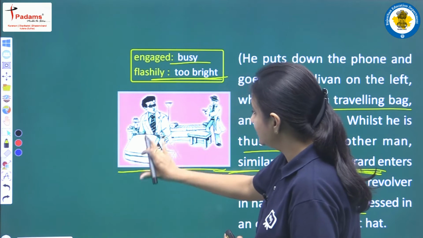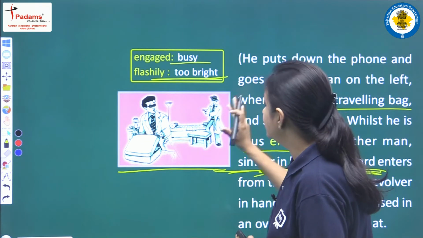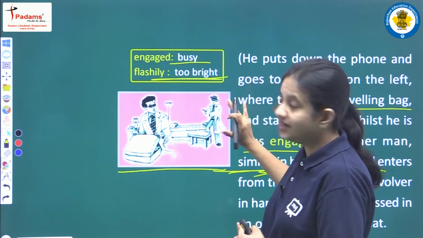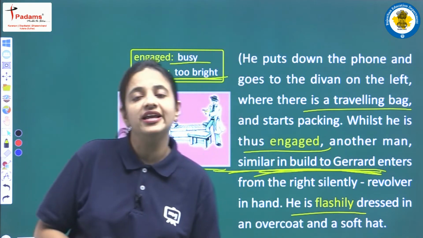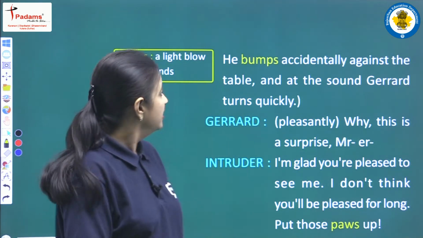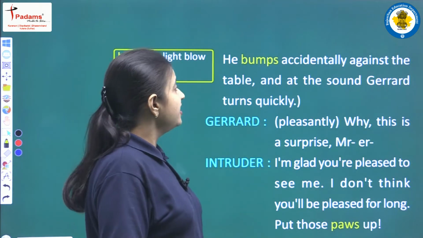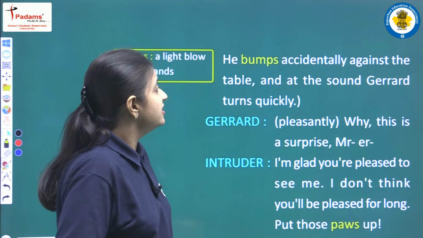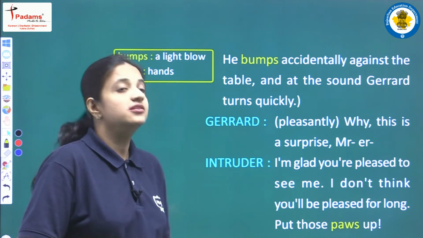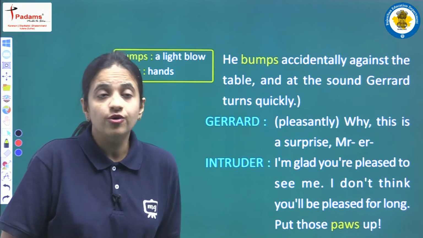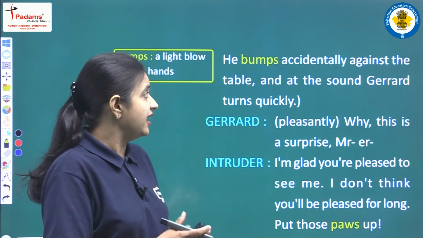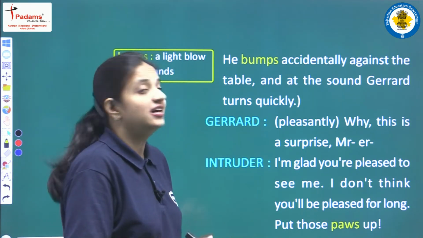One traveler bag is there and he is very much busy, and this is the intruder who is there, and he is holding this gun, this revolver in his hand. He bumps accidentally against the table, and at the sound Gerald turns quickly. So now that intruder is moving forward and suddenly accidentally he bumps against the table.